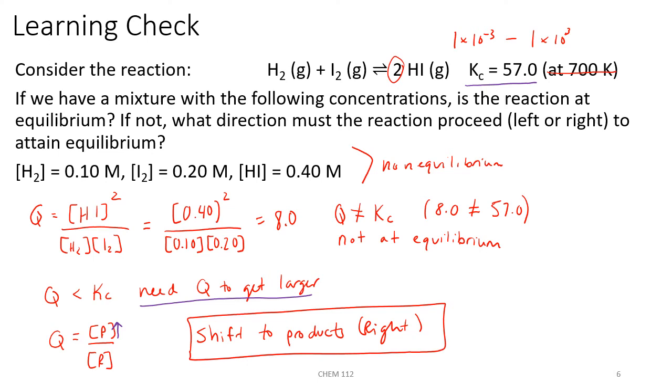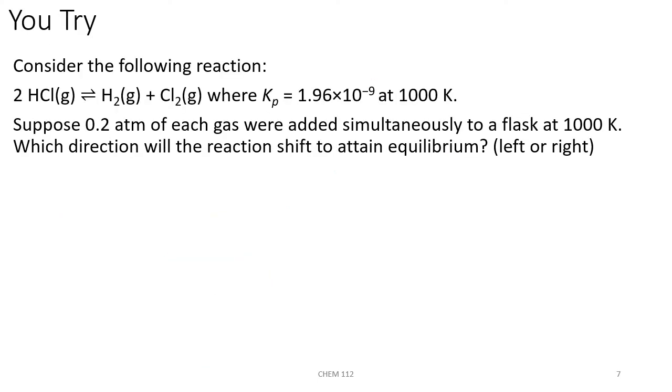Let's try another example. Consider the following reaction. 2HCl gas forming H2 gas plus Cl2 gas. K sub P is equal to 1.96 times 10 to the negative 9th at 1000 Kelvin. Once again, we don't need to use that 1000 Kelvin anywhere, but our Kp is only good at that temperature. And notice we have a really small value for our K sub P, 1 times 10 to the minus 9th. So since this is really small, that means that at equilibrium, we would have mostly reactants present, or it's a reactant-favored equilibria.